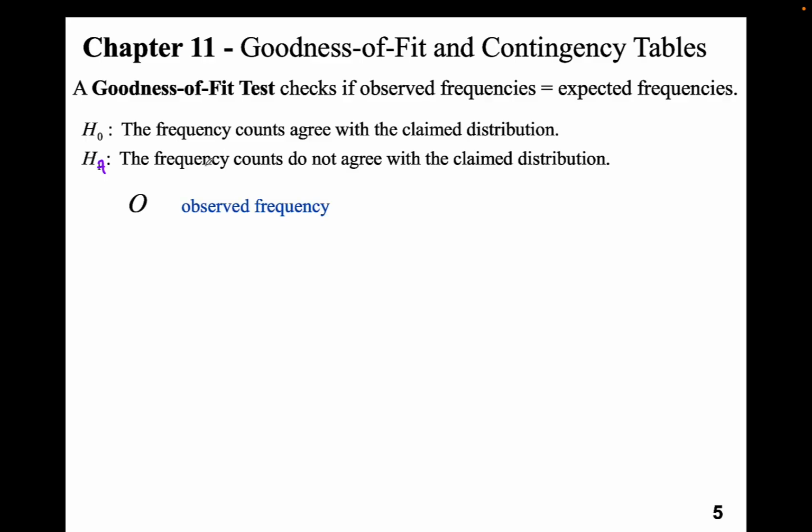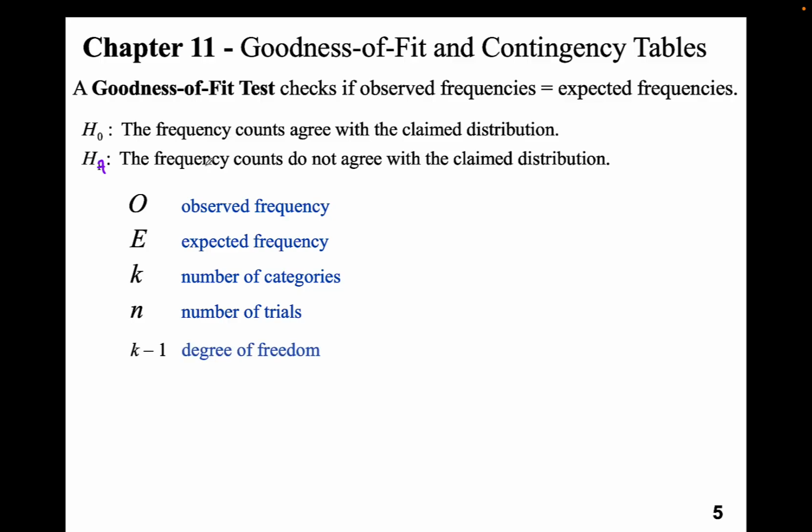We're going to use the capital O to notate everything we actually observe, whereas we're going to use capital E for what we expected the outcome to be. Lowercase k is going to represent the number of categories. Lowercase n is going to be the number of trials. And k minus 1 will be our degrees of freedom.